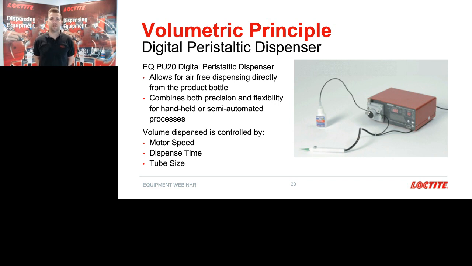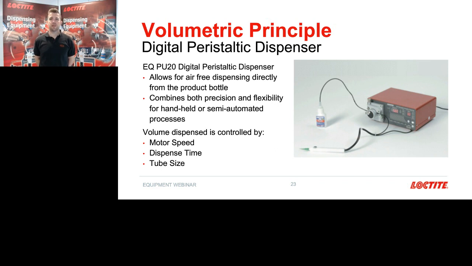And the volume here for this unit is controlled or adjusted with these three things. So there's the motor speed to start with. So if we increase the motor speed, then we encourage more material to flow down the tube towards the nozzle. And then if we slow the motor down, we'll get a lower flow rate, and then we'll be able to do smaller beads and smaller drops. The dispense time itself is adjustable, so the unit can do timed shots. So if we dial in a small time, we'll get a small drop, and a longer time, we'll get a larger drop.